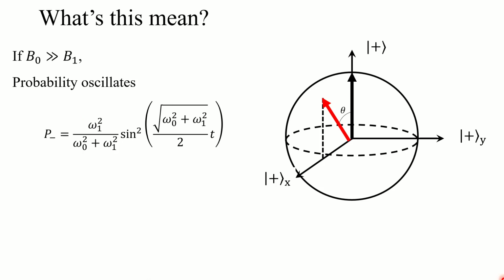What does this mean? How do we think about this? Well, essentially, it's going to look like this. That probability of measuring a spin down is going to oscillate with this sine squared term, but the amplitude is going to be less than 1. So we're going to see the same sort of oscillations in probability, but not as large amplitude.